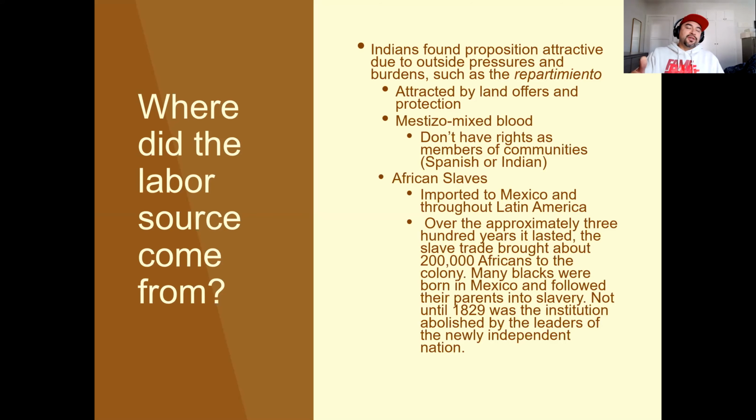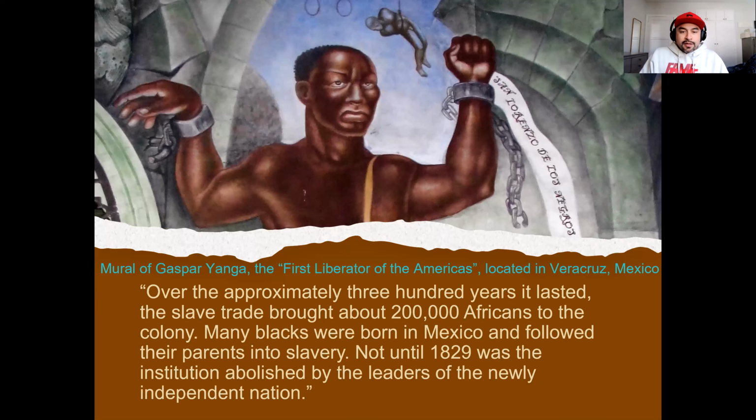And so that's kind of just building off what I was mentioning earlier. And this is what I had talked to the class about earlier, was Gaspar Yanga, the first liberator of the Americas. Over the approximately 300 years it lasted, the slave trade brought about 200,000 Africans to the colony. Many Blacks were born in Mexico and followed their parents into slavery. Not until 1829 was the institution abolished by leaders of the newly independent nation.